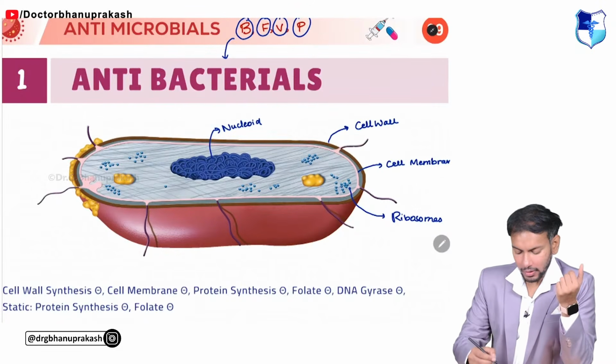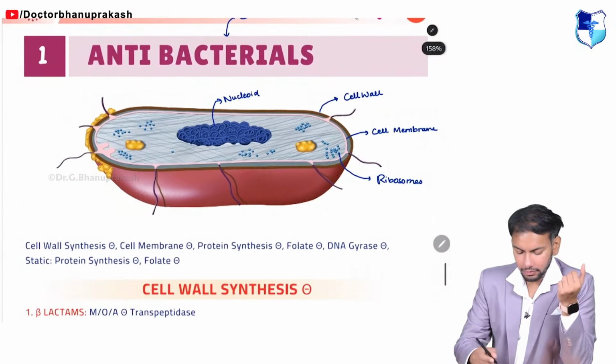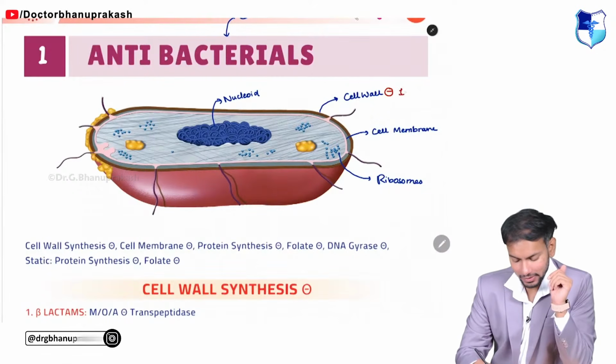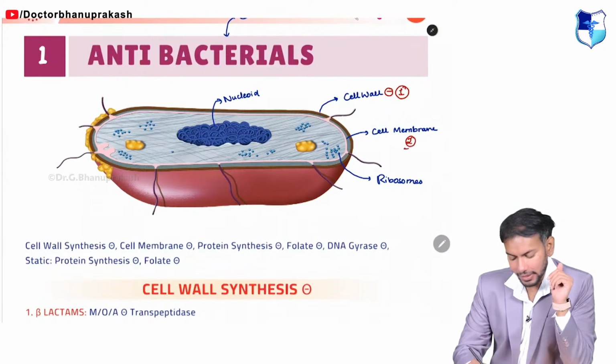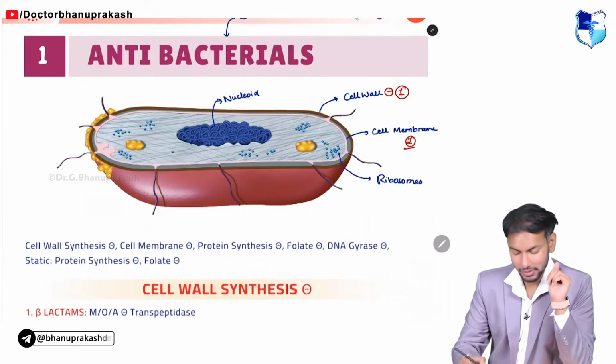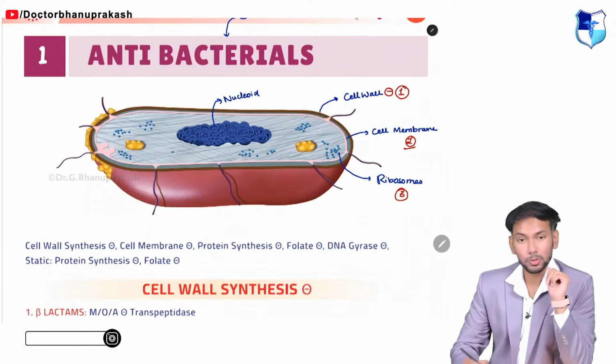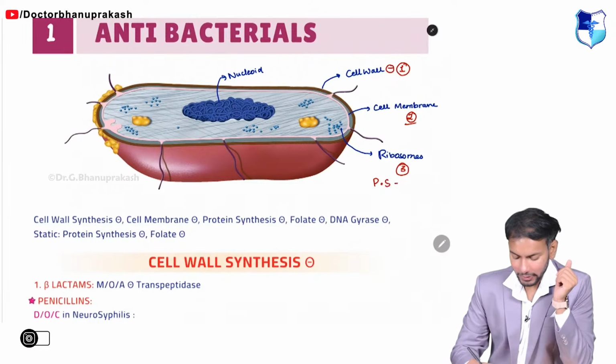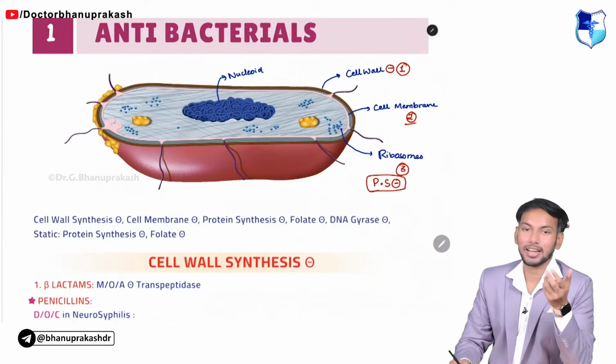So let us see. If we are breaking the cell wall, these are known as cell wall synthesis inhibitors. These are the first class of drugs. Second is cell membrane inhibitors, second class of drugs. Third class, in the ribosomes, what is happening? Protein synthesis. So we are blocking the protein synthesis. These are known as protein synthesis inhibitors. This is the third class of drug.